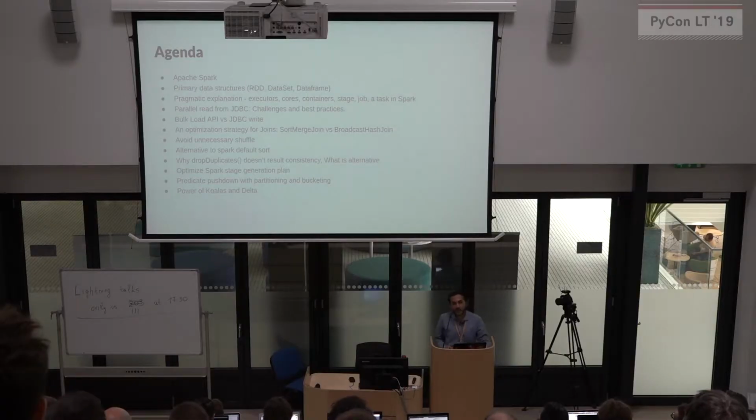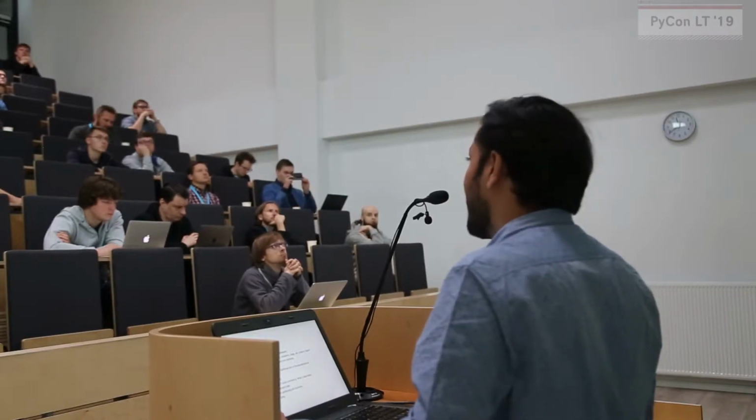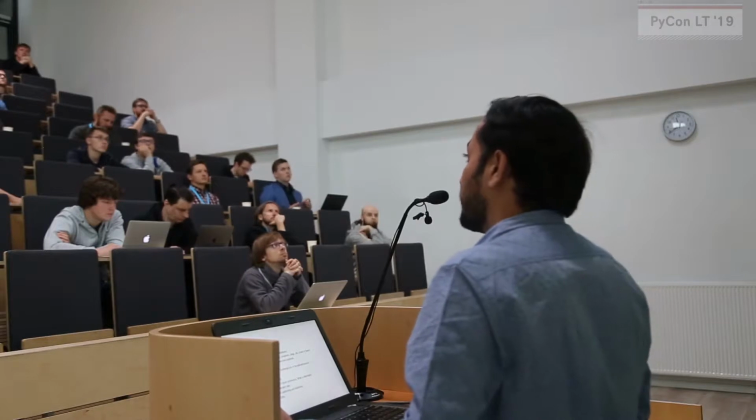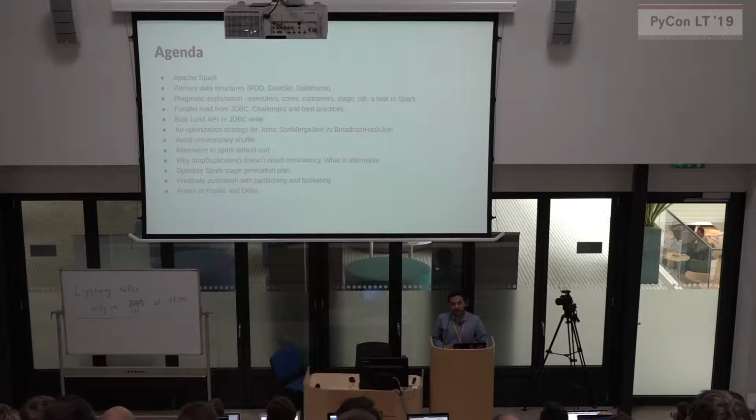This is the agenda of what we are going to talk about. I will set the context by introducing the primary data structures of Spark: RDD, DataFrame, and Dataset. Then I'll talk about a pragmatic explanation of executor cores, container, stage, job, and task in Spark. I'll talk about the difference between JDBC read, and whether it is parallel or not. I will talk about how you can do parallel and purely concurrent JDBC write in Spark.